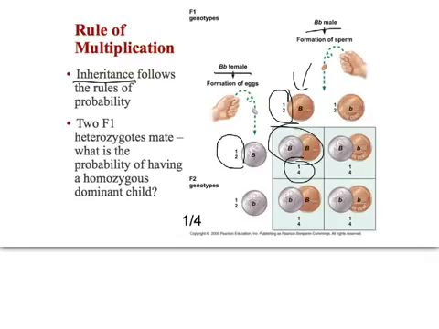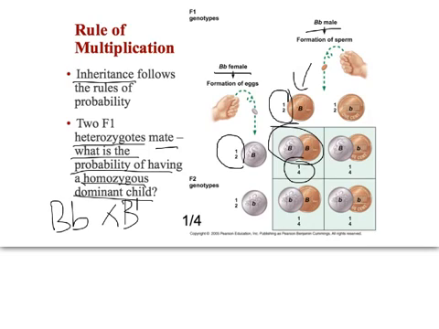Okay? So we can do that for each of the probabilities here. If I have a question, two F1 heterozygotes mate, and what is the probability of having a homozygous dominant child? Well, that's the example that we just did. If I have these two parents, there is a 1/2 chance that this parent will donate a big B, and there is a 1/2 chance that this parent will donate a big B. So I can multiply them together and get that the chance of the child being big B, big B is 1/4.